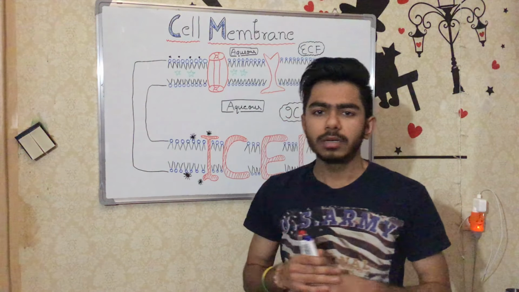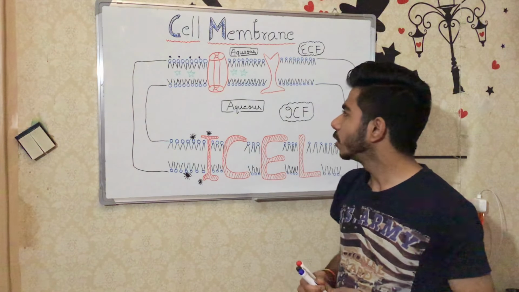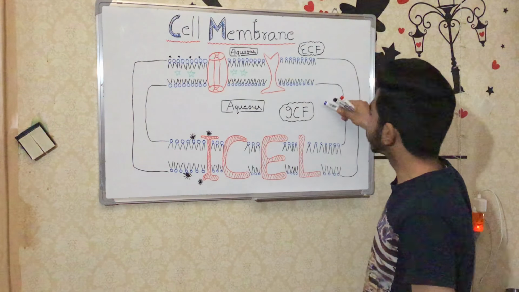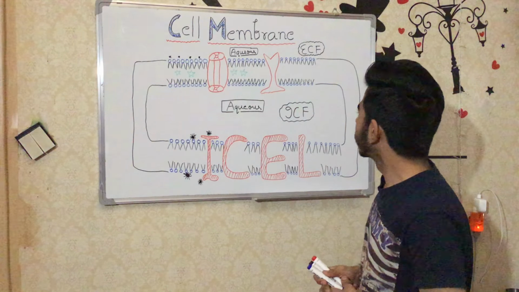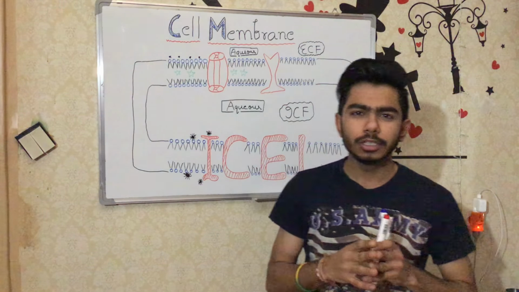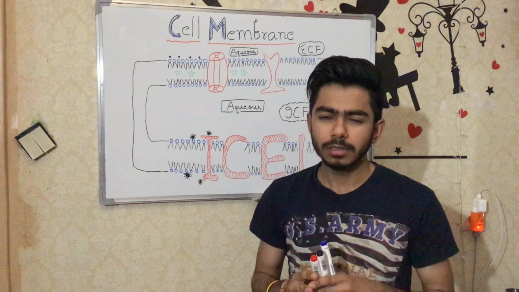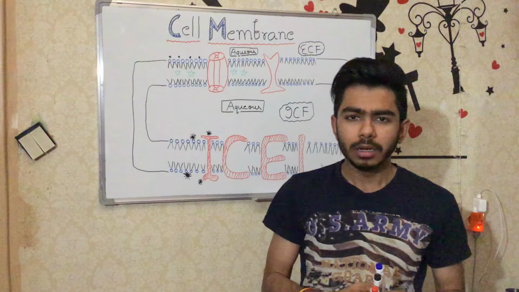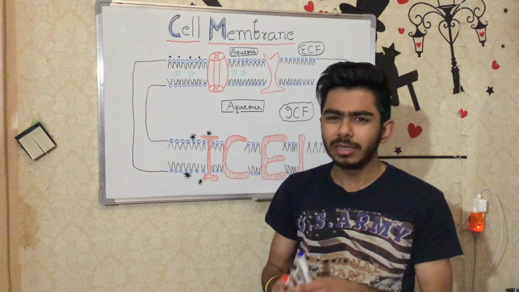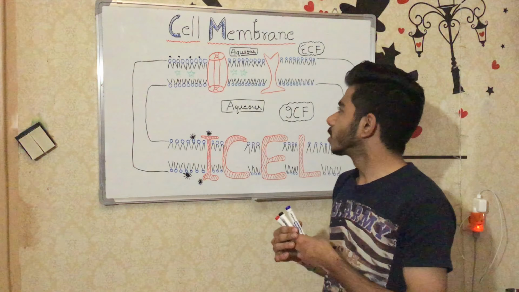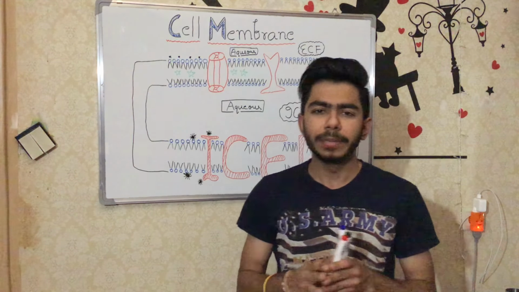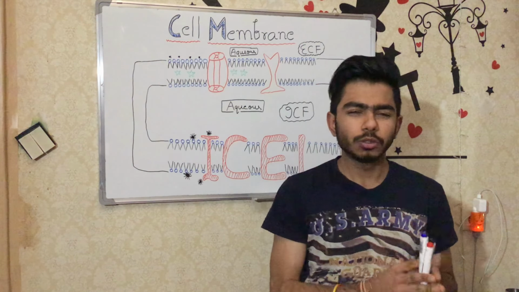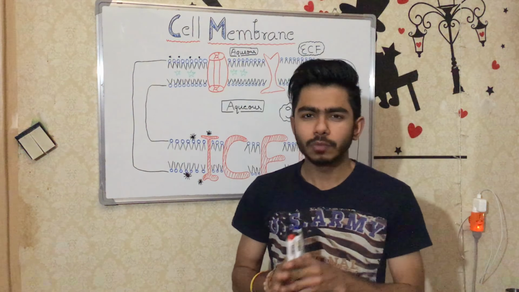The cell membrane is a double layered structure. It separates the extracellular fluid from the intracellular fluid. It consists of two major substances, that is phospholipids and the associated proteins. However, carbohydrates and some other lipids are also constituents of the cell membrane. But the two major portions are the associated proteins and the phospholipids.